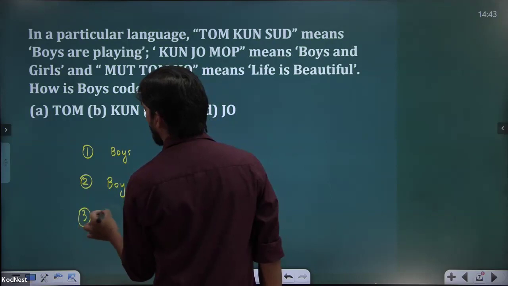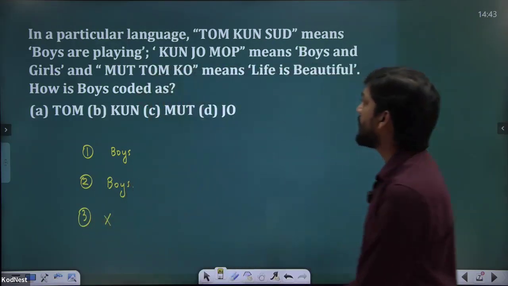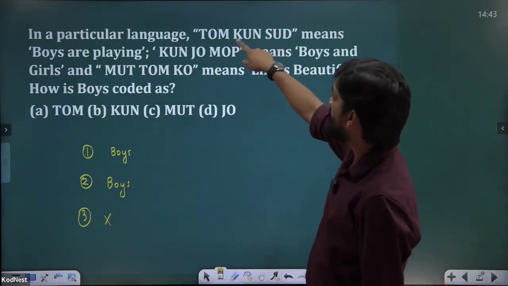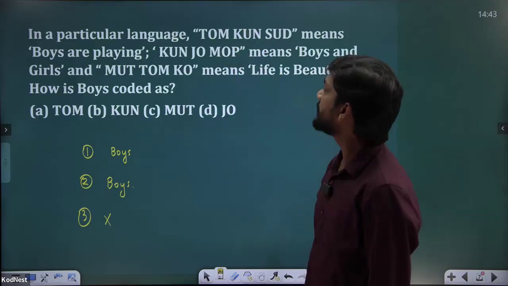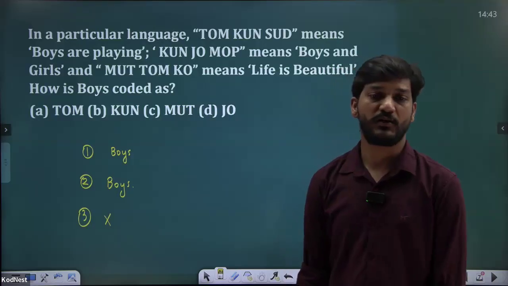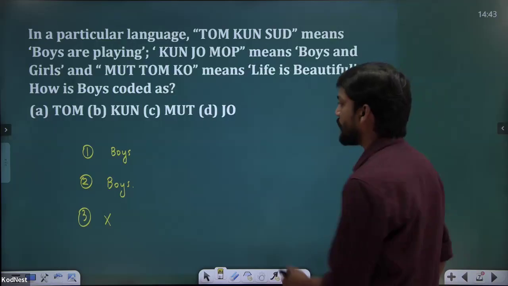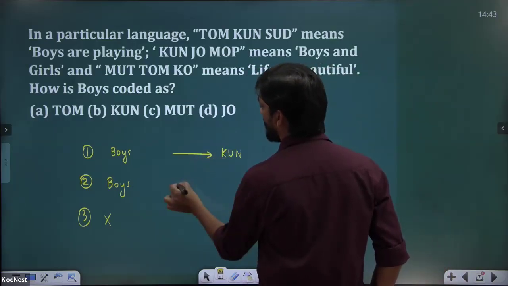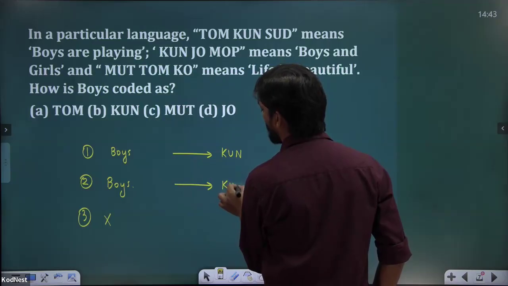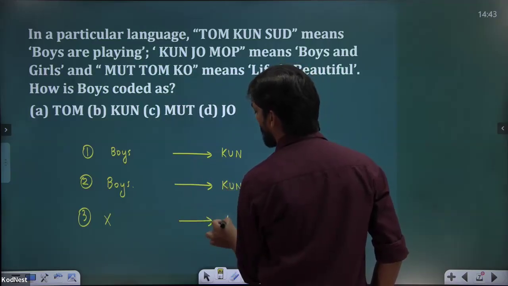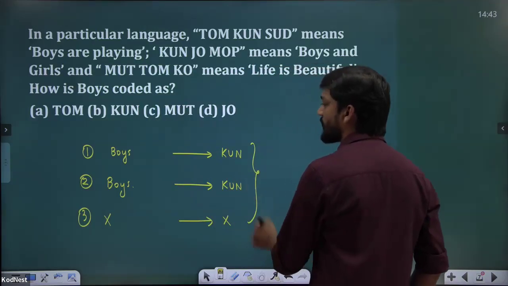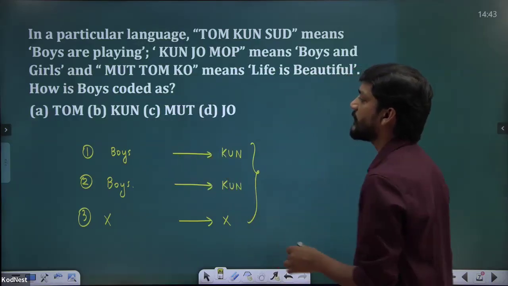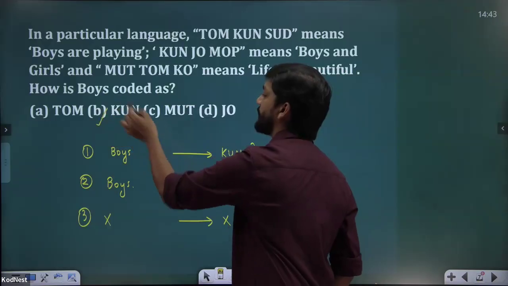In the third one, it is not present. Now see the translation. In the translation, what is the common word? KUN. So KUN is present in the first one, KUN is present here also, but KUN is not present here. So it is properly matching. So we can say boys translation is KUN.